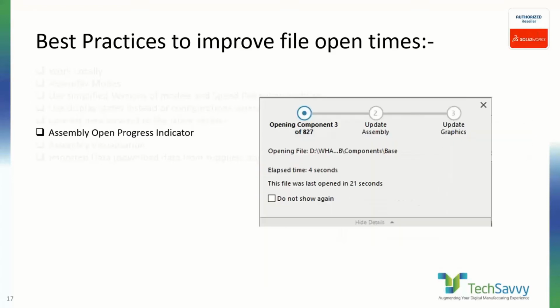So next one is the assembly open progress indicator. From SolidWorks 2018, the assembly open progress indicator provides information on the status of operations while you open an assembly. This dialog displays the total number of components open and the total number of files in the assembly. Update models. So sometimes it shows the component which takes too much time. So you can identify the component which takes too much time.